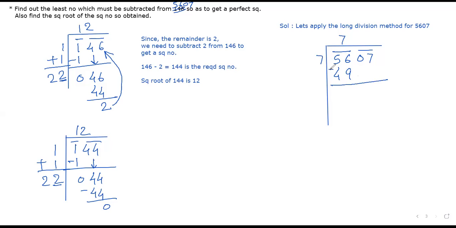What is the remainder? 7. Carry down 07. Here is a 7. So what should I do? Add 7 to it. So 7 plus 7? 14 and 1 place blank. Correct. 14 with a blank.